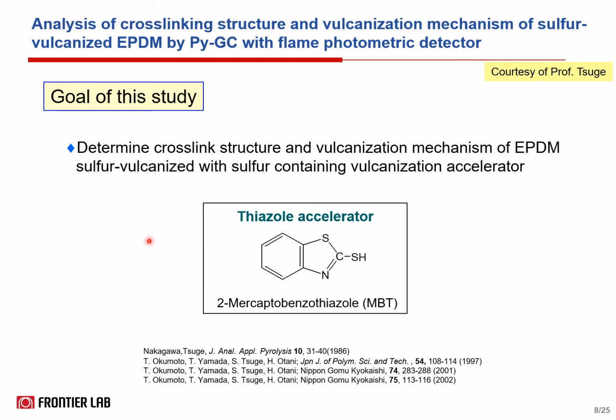In this experiment, 2 samples were prepared. One was EPDM compounded with sulfur only, and another was EPDM compounded with sulfur and 2-mercaptobenzothiazole. I call this compound MBT in the rest of the slides.